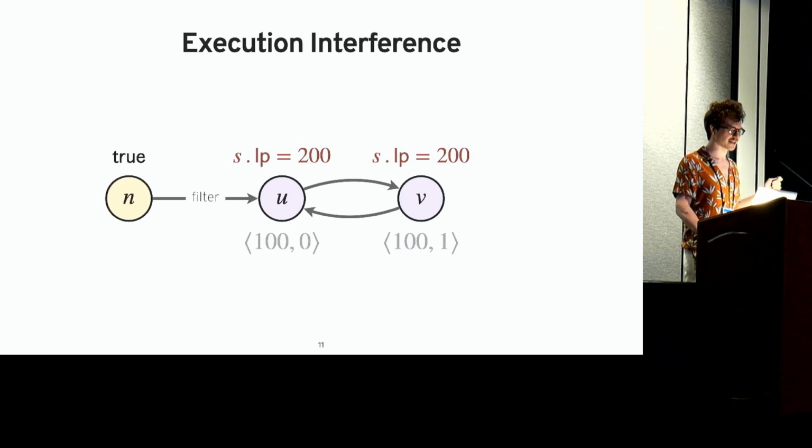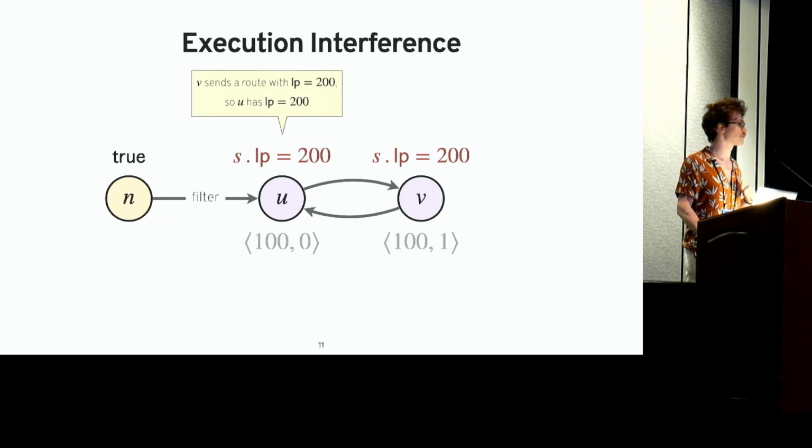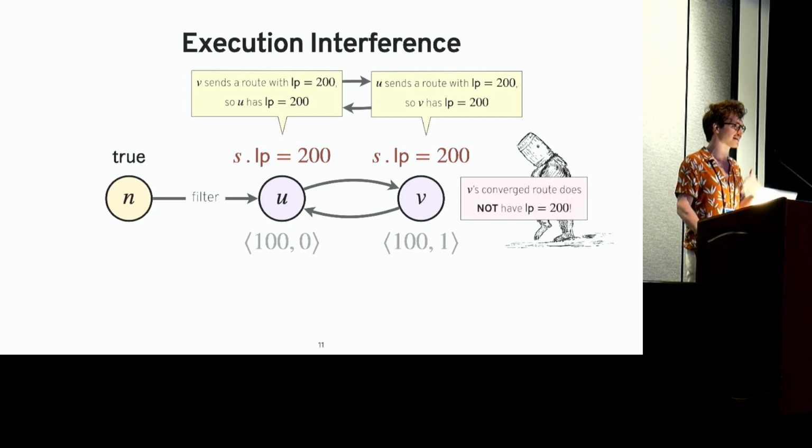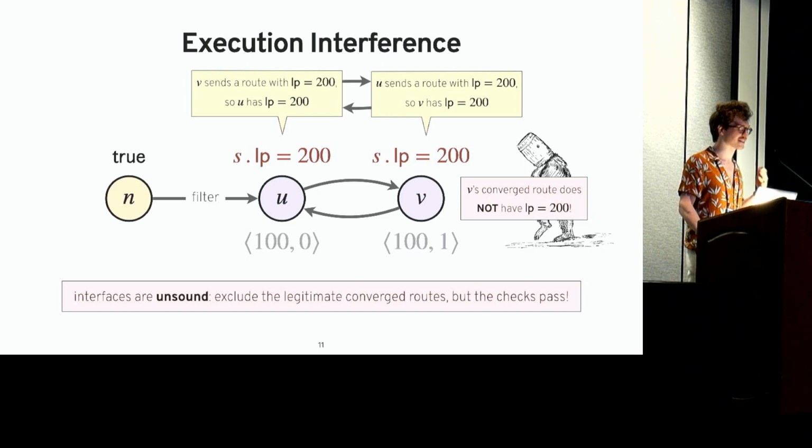It's going to look at this and say, oh, well, V sent a route with LP 200, so U has a route with LP 200, and vice versa over at node V. This self-justification is going to mean that V concludes that it has a local preference of 200, but its converged route does not have that local preference. And so our interfaces are unsound. They've excluded the legitimate converged routes, but our checks passed for this network. And this is a problem.